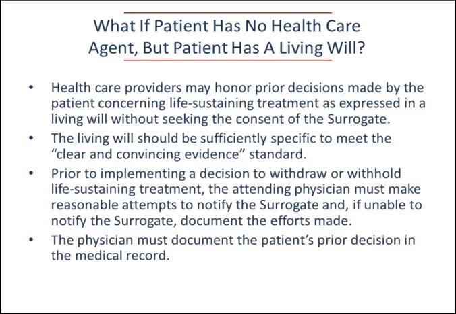If the patient has no healthcare agent, but the patient has a living will, then what? Healthcare providers may honor the prior decisions made by a patient concerning life-sustaining treatment that are expressed in a living will without seeking the consent of a surrogate. This is a provision of the Family Healthcare Decisions Law because, again, it's the patient who has the right to control his or her destiny. If there's going to be reliance on a living will in such circumstance, then the living will should be sufficiently specific to meet that clear and convincing evidence standard that this is what their wishes are.